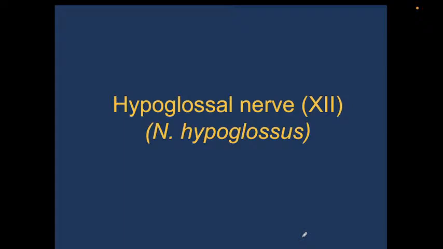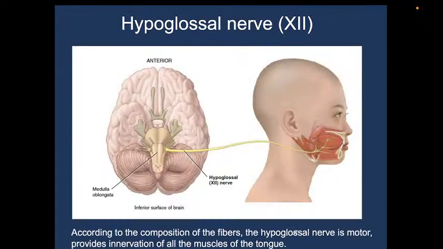The last nerve today is cranial nerve number 12. We call it the hypoglossal nerve, nervus hypoglossus in Latin. You see this nerve starts from the ventrolateral sulcus and goes into the tongue. It is only motor, it has only motor fibers. This nerve controls the movement of the tongue.